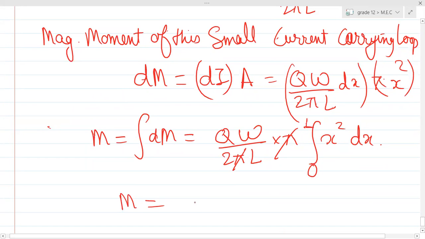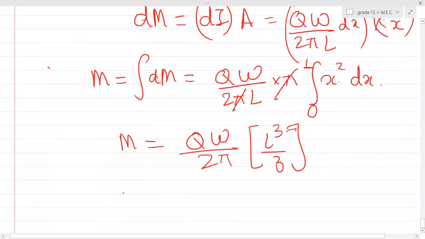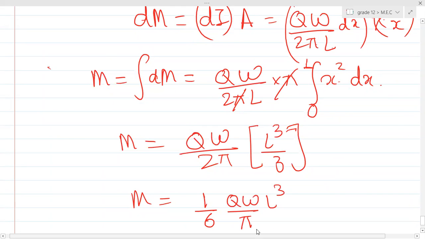So the magnetic moment will be equal to q omega by 2L. The integral of x square is x cube by 3, and when you put the limits, it will be L cube by 3 minus 0. Yes or no? So can you see, guys, the magnetic moment is coming 1 by 6 q omega L cube. Yes or no, guys?